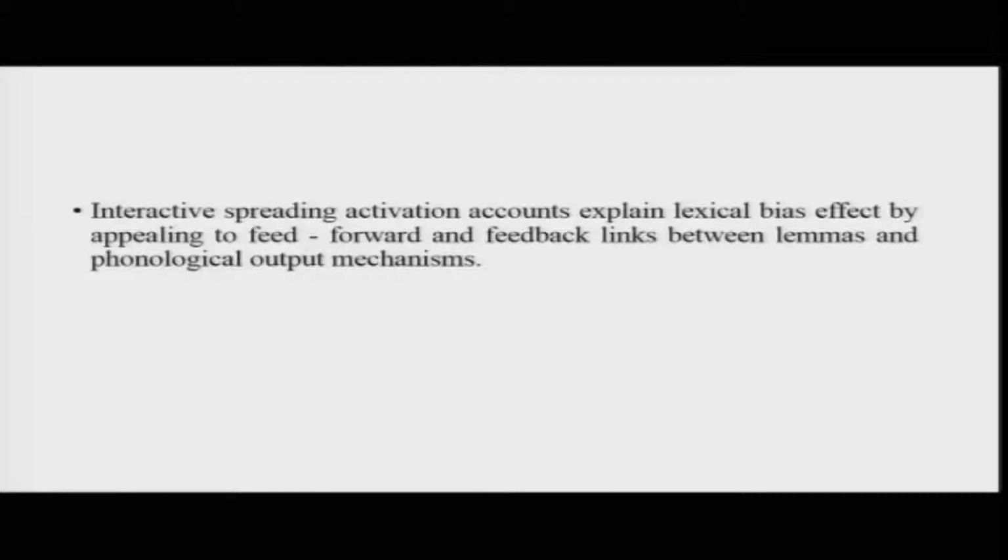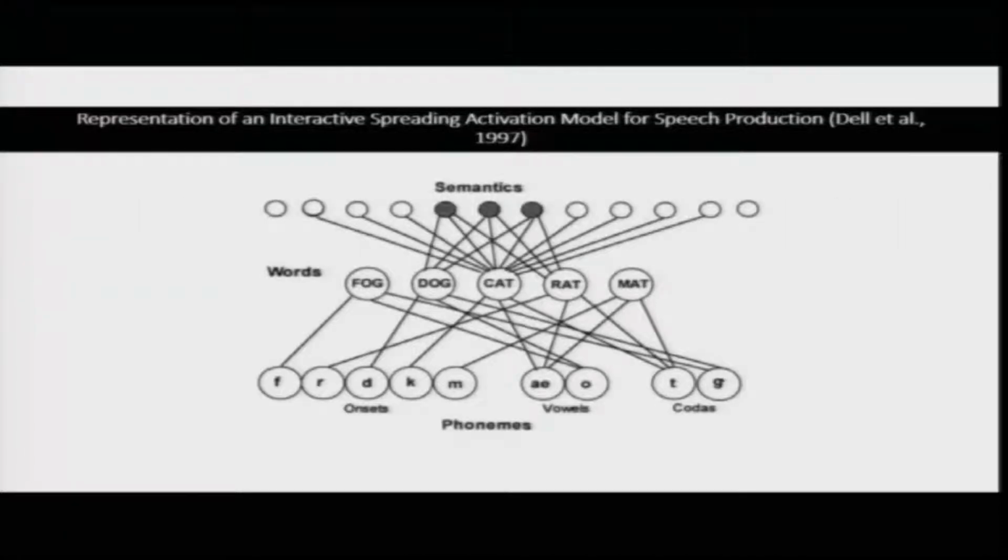Now, interactive spreading activation accounts try to explain this lexical bias effect by appealing to feedforward and feedback links between lemmas and phonological output mechanisms. Let us look at how. This is the model. At the top level there is semantics, then there are these words, and the words are coming from onsets, vowels and codas. So onsets, vowels and codas combined basically make syllables.